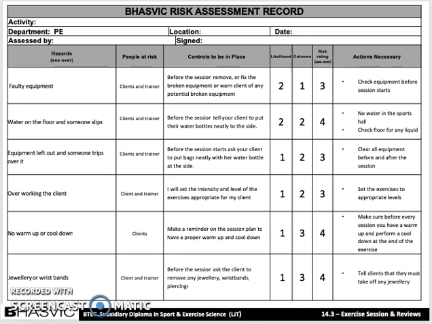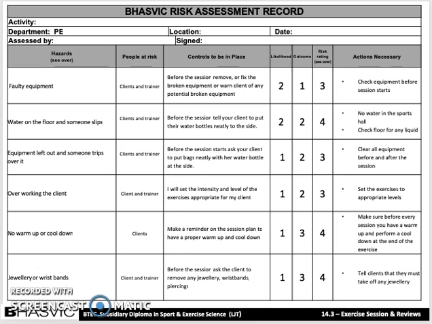No warm-up or cool-down. People at risk: clients. Controls to be in place: make a reminder on the session plan to have a proper warm-up and cool-down. Likelihood 1. Outcome 3. Risk rating 4. Actions necessary: make sure before every session you have a warm-up and perform a cool-down at the end of the exercise.